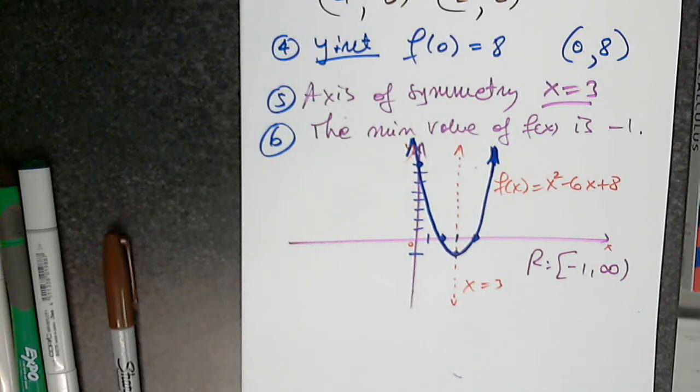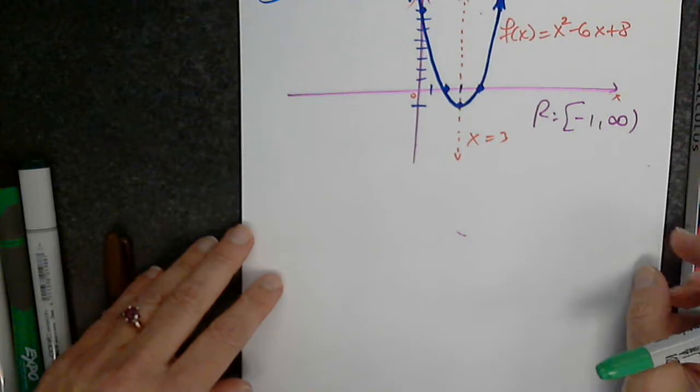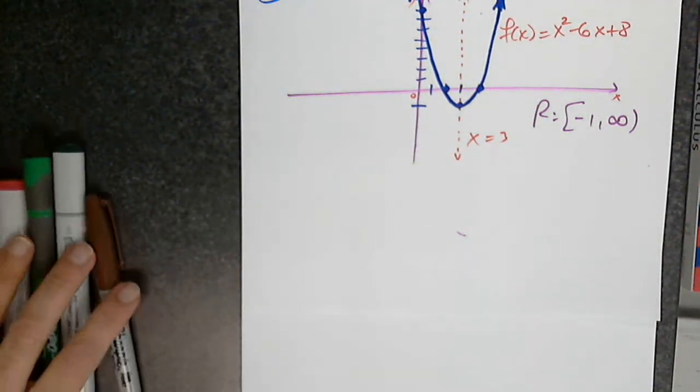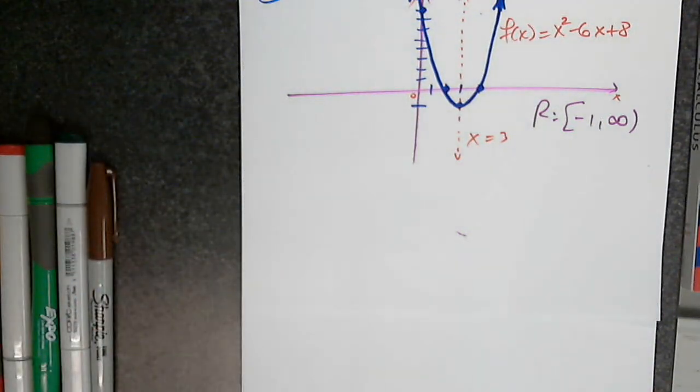Okay, let's look at the other form of the quadratic function. And then I'd like to look at some word problems. There are a lot of applications here. A lot of real-life situations can be modeled using quadratic functions. So let's look at the other one.